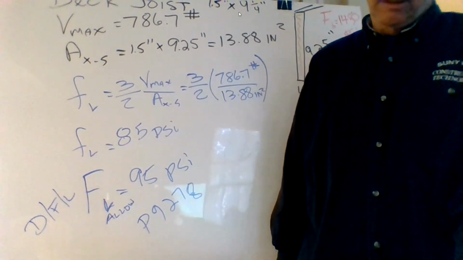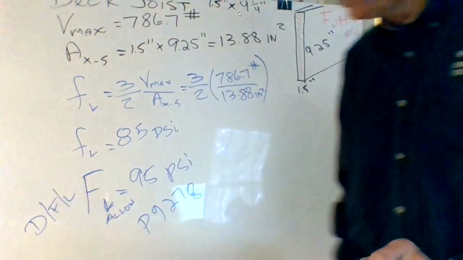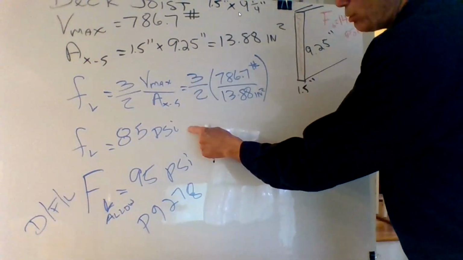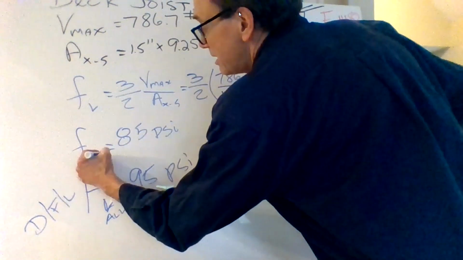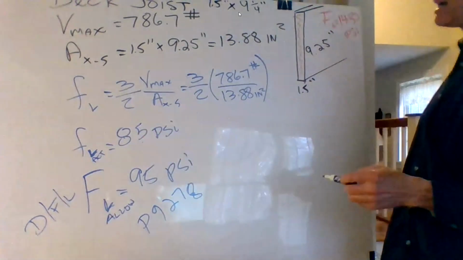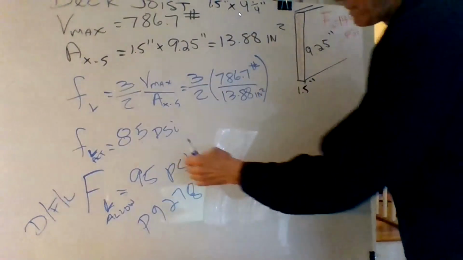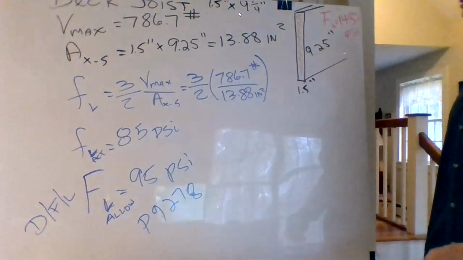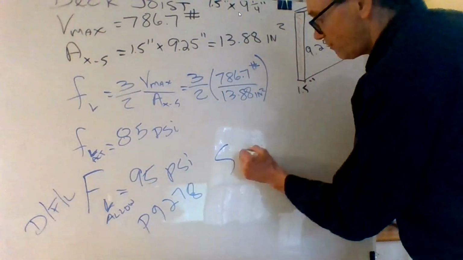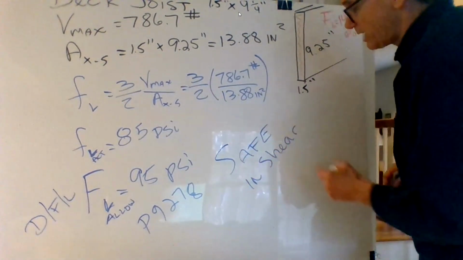Okay? And that was right here, Douglas fir-larch. So are we safe in shear? Our actual shear, ACT, this is a V. Our actual shear is 85 PSI based on the maximum shear and the cross-sectional area. Okay, our actual shear is 85. We're allowed 95. We're safe in shear. That's slicing load.